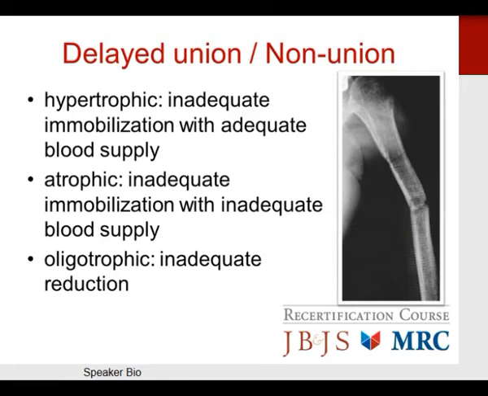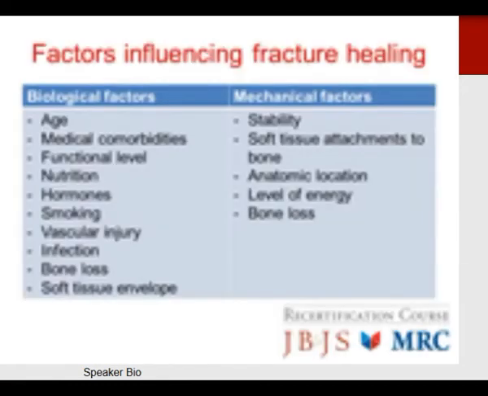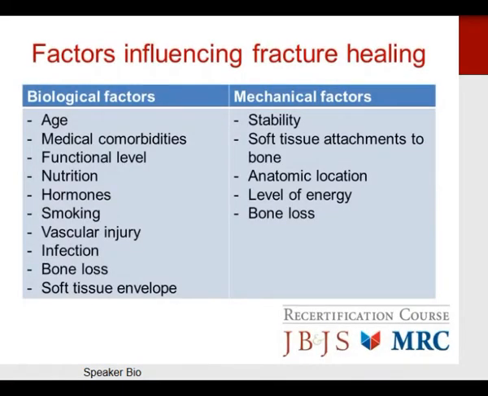There's many different factors which influence fracture healing. They can be grouped into biological factors or patient factors or mechanical factors. Biological factors include the patient's age, nutritional status, whether or not he or she smokes, infection, vascular injury. Mechanical factors are typically related to the stability of the fracture, the anatomic location, the level of energy imparted within the fracture, and whether there's any bone loss.